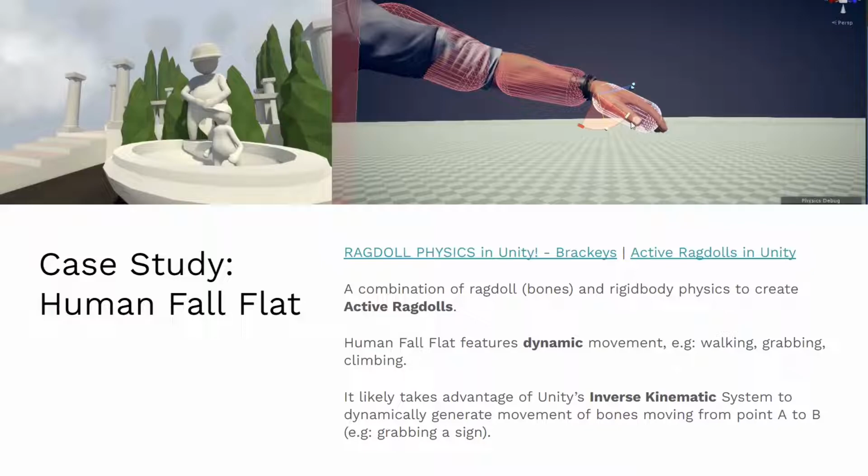the game moves your character in the direction that you want, and it just usually plays a running animation. Well, in Human Fall Flat, the ragdoll, your character, is actually a dynamic rigid body using a combination of ragdolls and rigid body physics, and it features dynamic movement like walking, grabbing, and climbing, and it likely takes advantage of Unity's inverse kinematic system to dynamically generate the movement of bones moving from point A to point B.